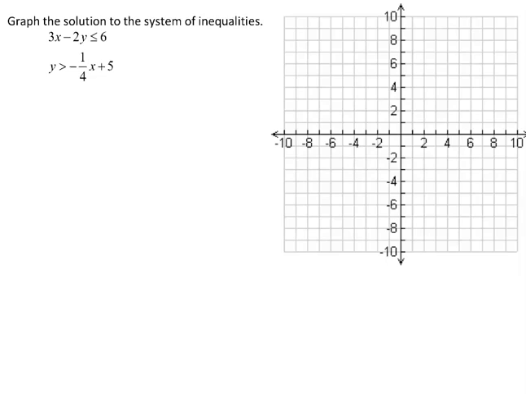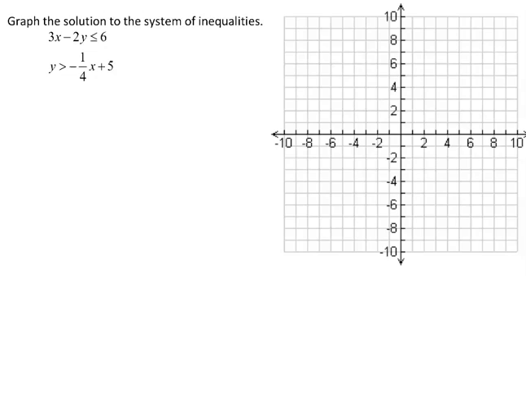Let's look at how we can graph the solution to a system of inequalities. So here we have a system of two inequalities. These are both linear inequalities. So on our graph we're going to see two lines, and then we're going to shade the region of our solutions. So let's look at our first inequality.